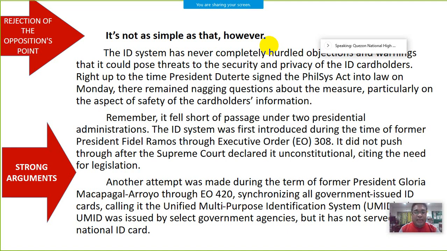Then the third argument: another attempt was made during the term of former President Gloria Macapagal-Arroyo through Executive Order number 420, synchronizing all government-issued ID cards, calling it the Unified Multipurpose Identification System, or the UMID. UMID was issued by select government agencies, but it has not served as a national ID card. So meaning to say, there was a move during the Arroyo administration, but it also failed.